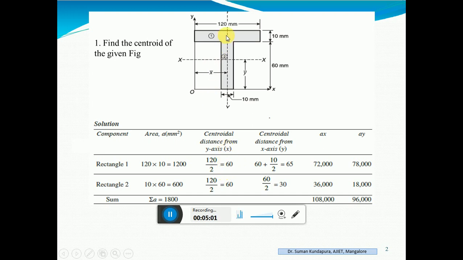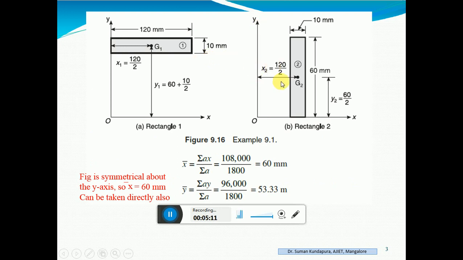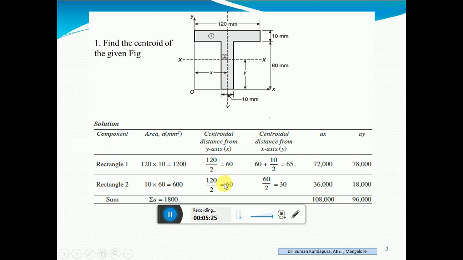Distance of CG of the rectangle 1 from the y-axis. Okay. So, go to the second figure. This rectangle, this point from the y-axis. So, G2 of this rectangle. You know the total distance is 120. 120 divided by 2. So, again here it is 60. Because this line is at a distance of 60 from this point. Whole is 120 divided by 2, 60. So, this is also 60.